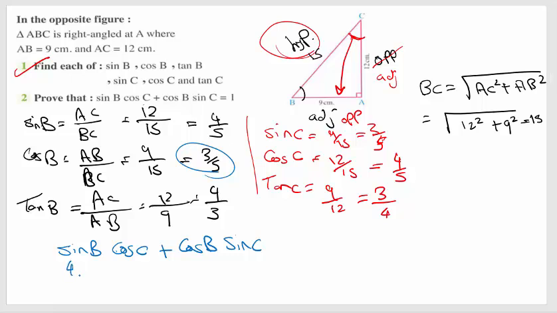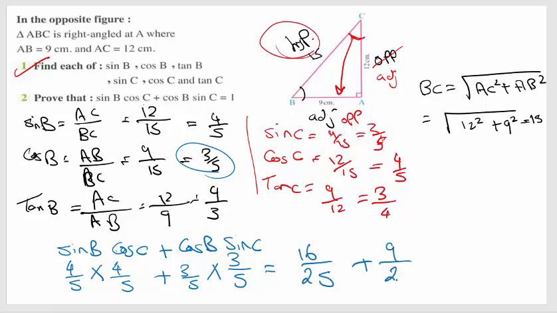So sine B will be 4 over 5 multiplied by cosine C, which is also 4 over 5, plus cosine B, which is 3 over 5 multiplied by sine C, which is 3 over 5. To find the answer, it will be 16 over 25 plus 9 over 25, which is 25 over 25, which equals 1, and this is the required to prove. Let's move to a second example.